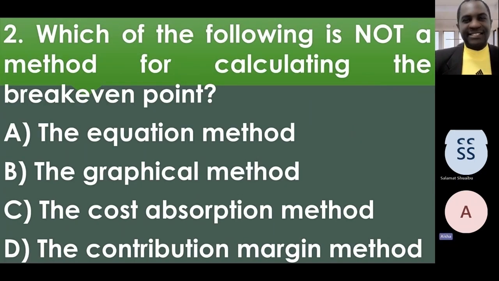All right. Which of the following is not a method for calculating break-even? A, the equation method. This one is to look at not. B, the graphical method. C, the cost absorption method. D, the contribution margin method. Which of the following is not a method for calculating break-even? C, the cost absorption method.